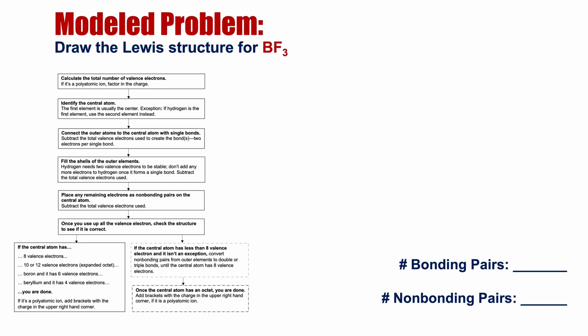So let's look at an example. If we have BF3, my first step is to calculate the total valence electrons using the inventory. Remember, we're always checking that inventory before we move forward. We always want to make sure all the problems that we're doing in class are even. So 24 valence electrons is how many I need to incorporate into the Lewis structure.